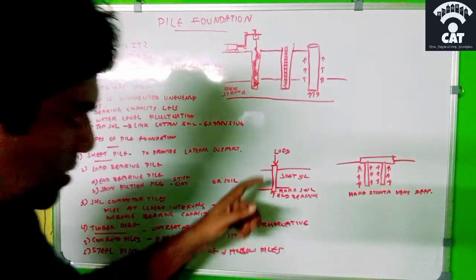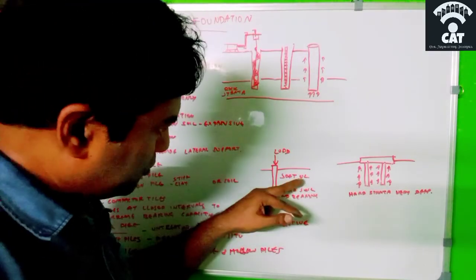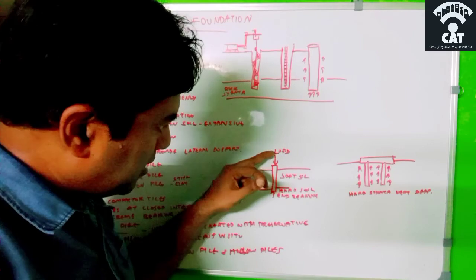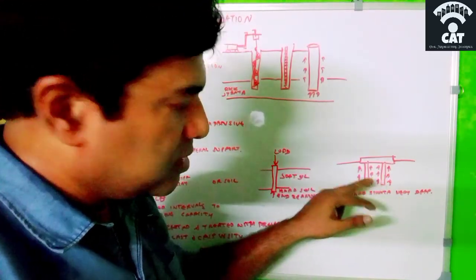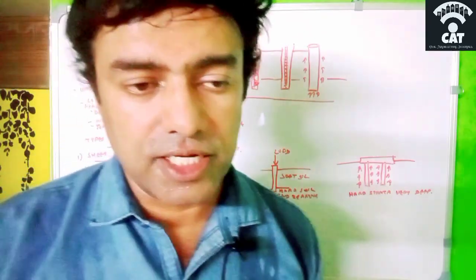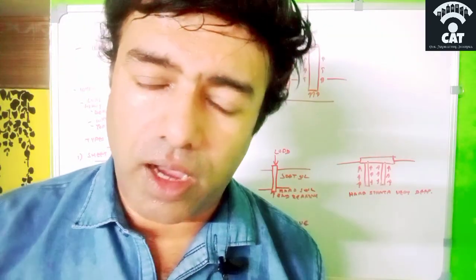See, this is the load bearing pile, the first one: soft soil and beneath it hard strata, and it transfers the load from here to down. This is skin friction. Skin friction pile means sometimes the hard strata may be far below at a very high depth.